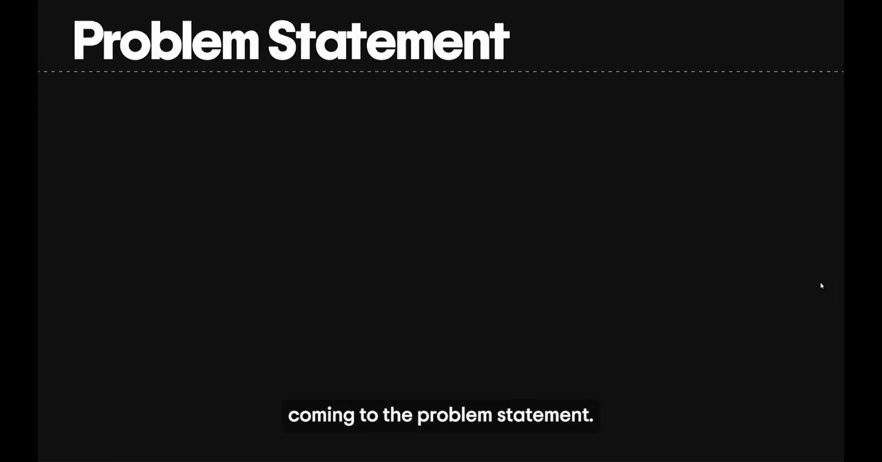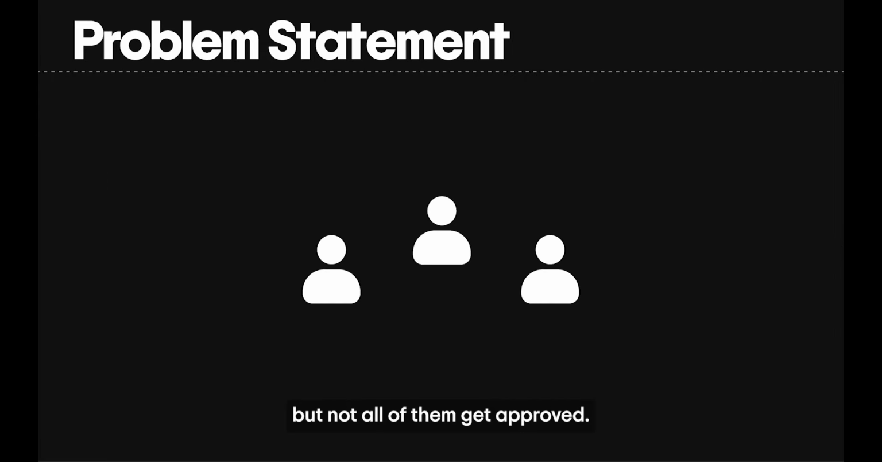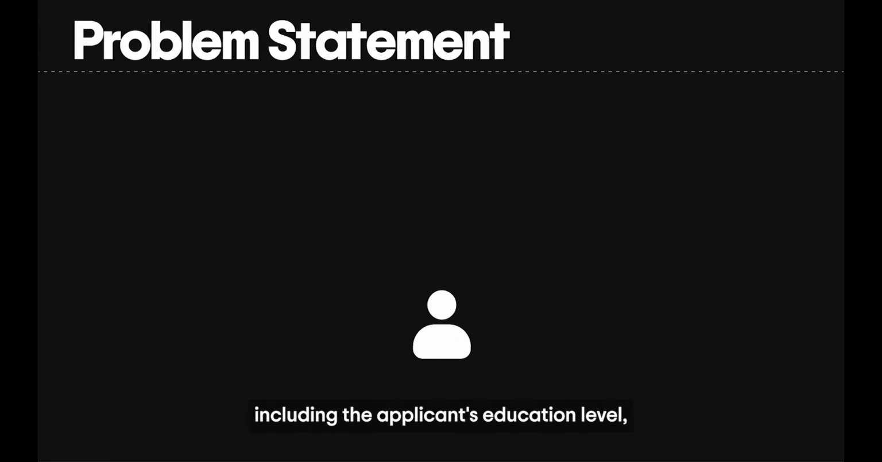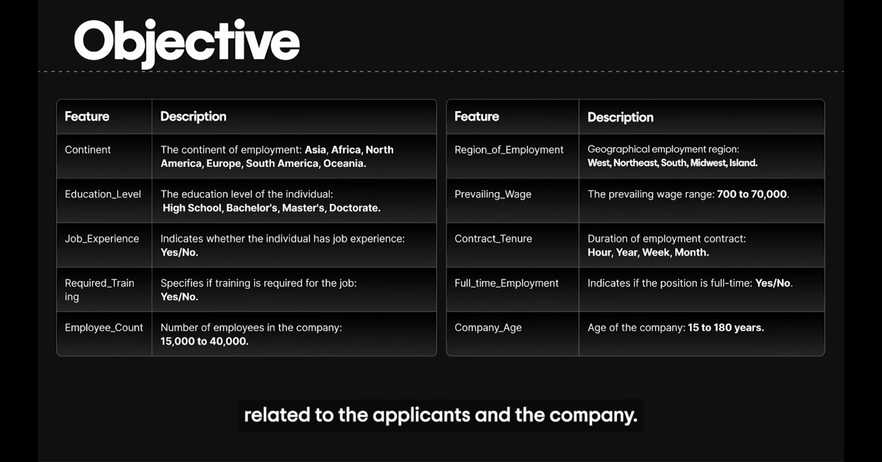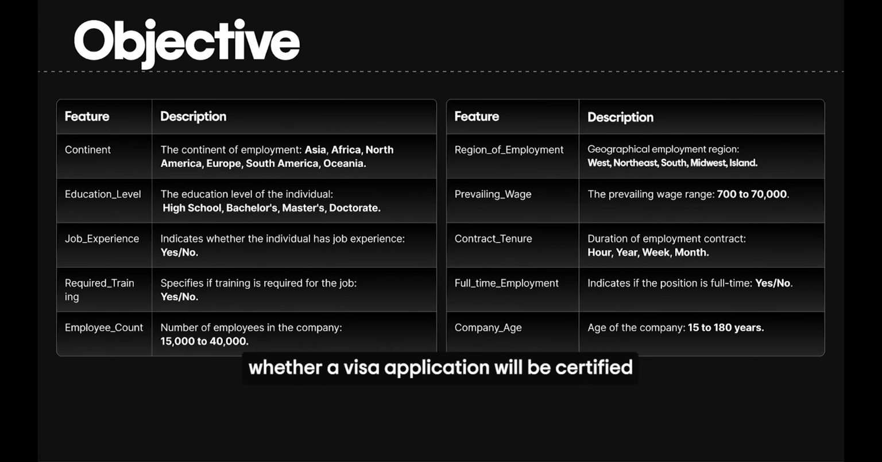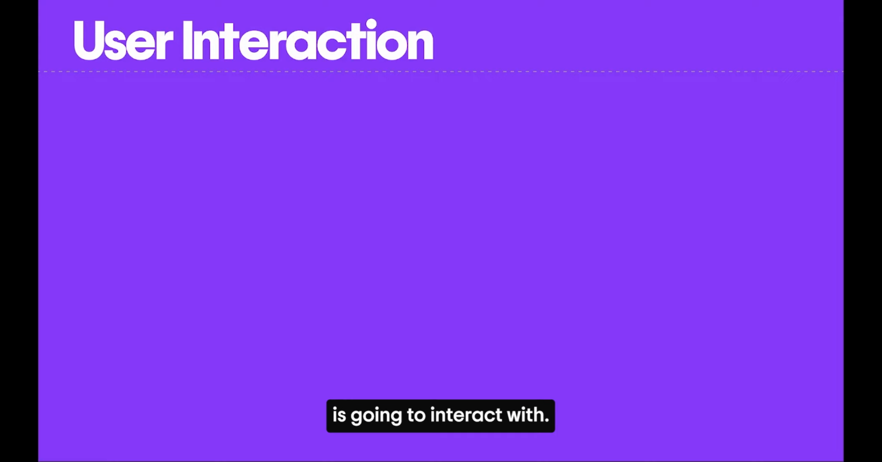Coming to the problem statement, every year thousands of US visa applications are filed, but not all of them get approved. The decision depends on several factors, including the applicant's education level, job experience, and even the employer's credibility. So we had a set of features related to the applicants and the company. The goal is to predict whether a visa application will be certified or denied. So first, let's see what the end user is going to interact with.